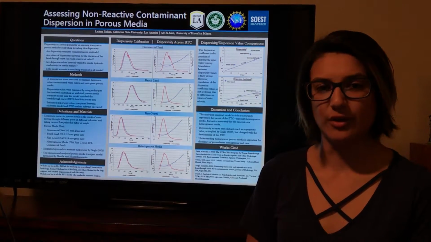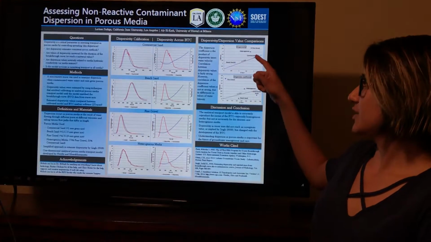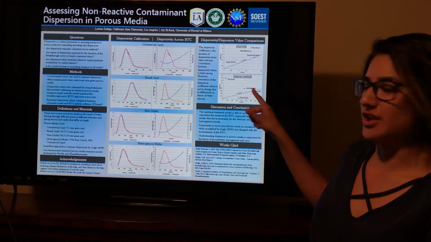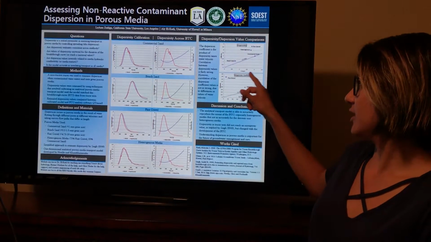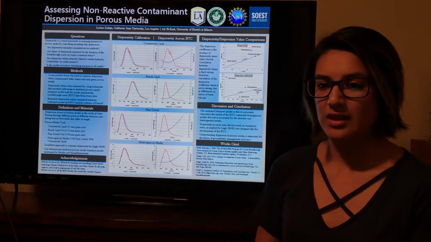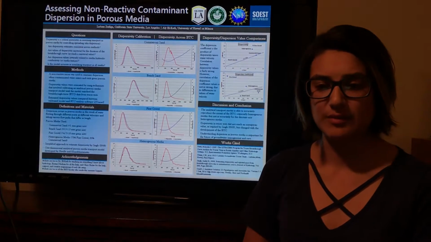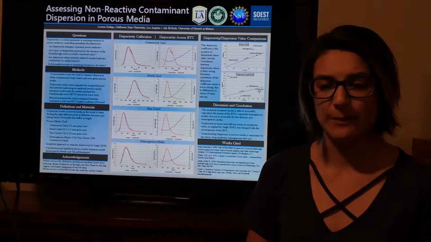through Singh's simple equation. These graphs show dispersivity and the dispersion coefficient using the numbers found through the calibrated model and then the numbers found in the QTracer2 software. The dispersion coefficient is the product of dispersivity multiplied by the water velocity.